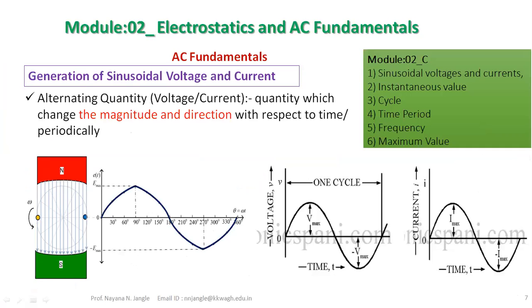So here this is the positive cycle, this is the negative cycle. When the conductor is rotated from 0 degree to 180 degree, EMF induced in a conductor is positive, whereas when it is rotating from 180 degree to 360 degree, EMF induced is negative. So an alternating quantity has magnitude as well as direction. Okay, so this is a complete cycle.